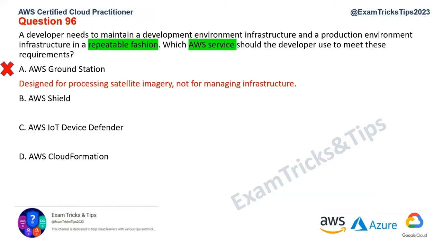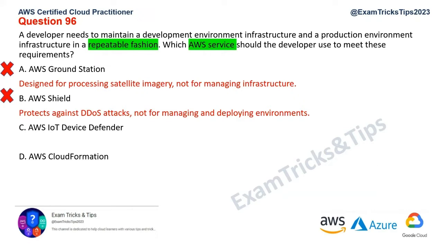Second one, AWS Shield. Now, AWS Shield is a protective solution. It protects your resources from DDoS attacks. It's not a deployment solution. So AWS Shield is also incorrect in this case. Looks like the options, the way they have been laid out, it's very easy to eliminate. The third one is AWS IoT Device Defender. This is a security solution for IoT devices. It's not an infrastructure management or a deployment solution. So that's gone as well.